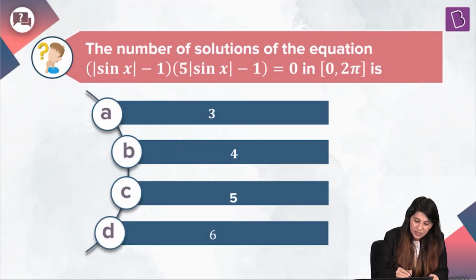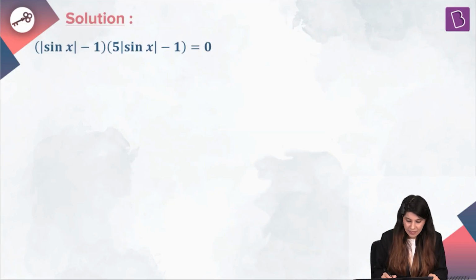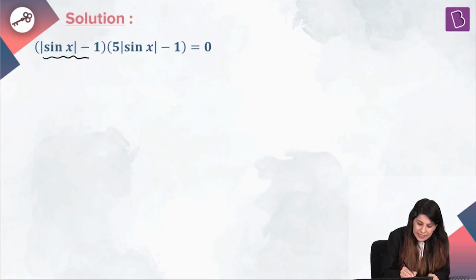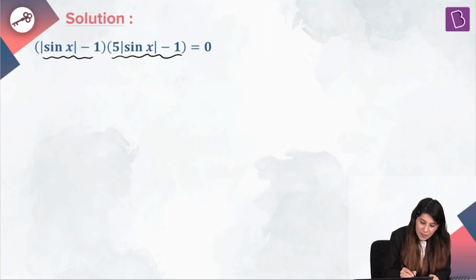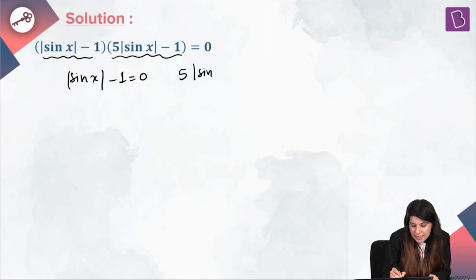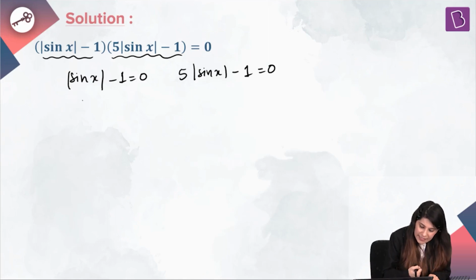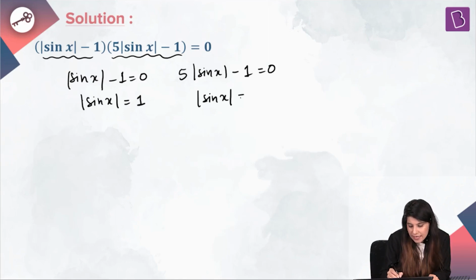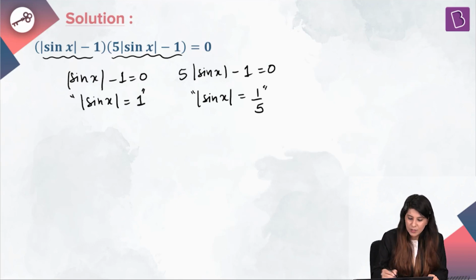In this question, we need to find the number of solutions of this equation in the interval 0 to 2 pi. If we carefully observe, this is nothing but the product of two expressions. The product of two expressions is equal to 0 if and only if an individual expression is equal to 0. That gives me modulus sin x minus 1 equals 0 and 5 modulus sin x minus 1 equals 0. That gives modulus sin x equals 1 and modulus sin x equals 1 by 5. So we need to find the solutions of these two equations.